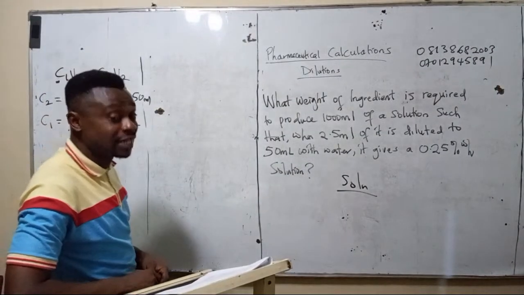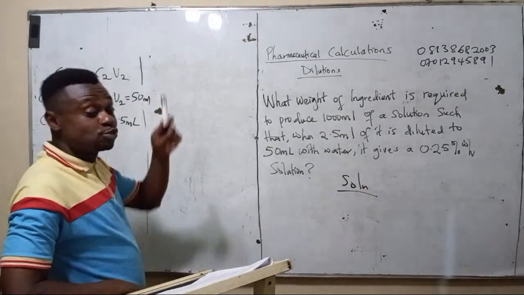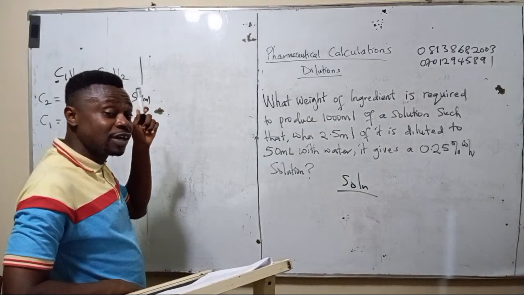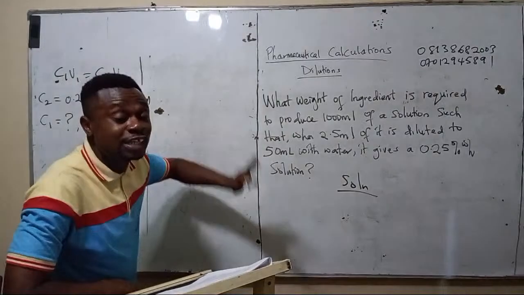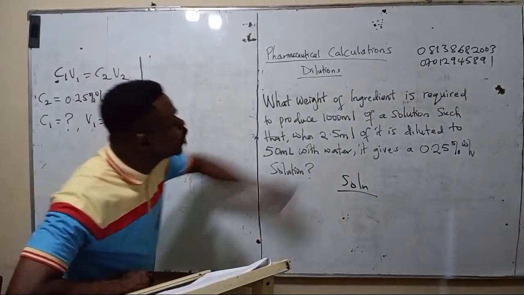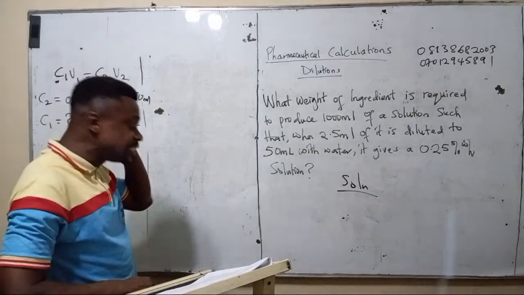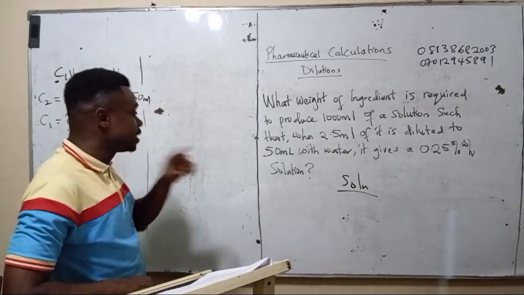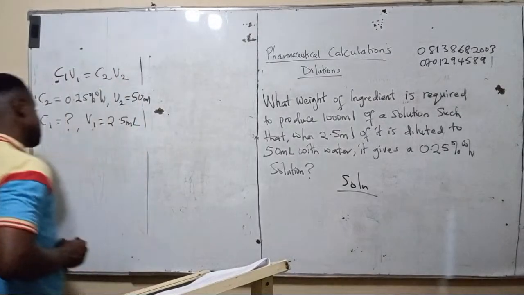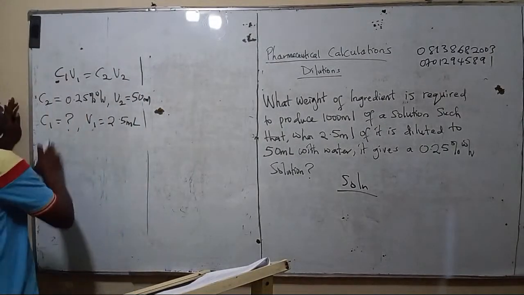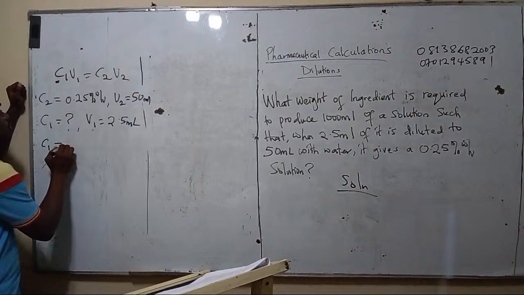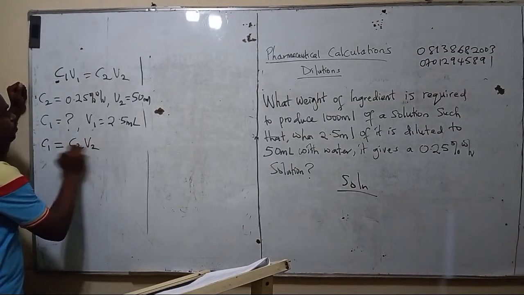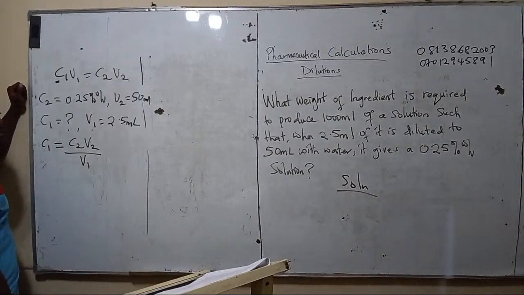Because the whole 1,000 mil was not used. Had it been, as we saw in the previous questions we solved, where the whole volume of the stock solution was used, then the 1,000 mil will be V1. In that case, there will be no need talking about 2.5 mil. But since 2.5 mil was taken, then it becomes V1. So we are looking for C1. Making C1 the subject of the formula, C1 is now equal to C2 V2 divided by V1, which is, C2 here is what?